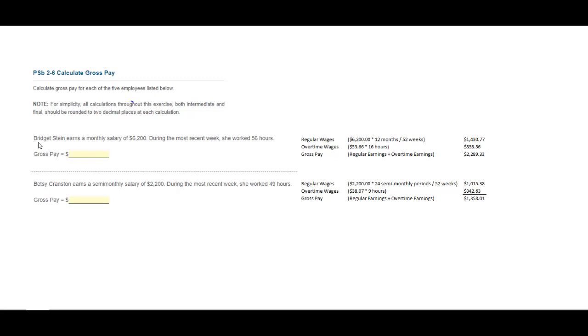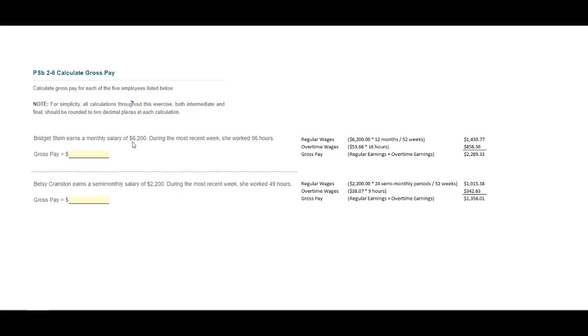In this example, Bridget earns a monthly salary of $6,200. During the most recent week, she worked 56 hours. So from that, we know it's 16 hours of overtime. We need to calculate the gross pay. We know gross pay is going to be made up of regular pay and overtime pay. So what is the regular pay? All right, regular pay for the week.